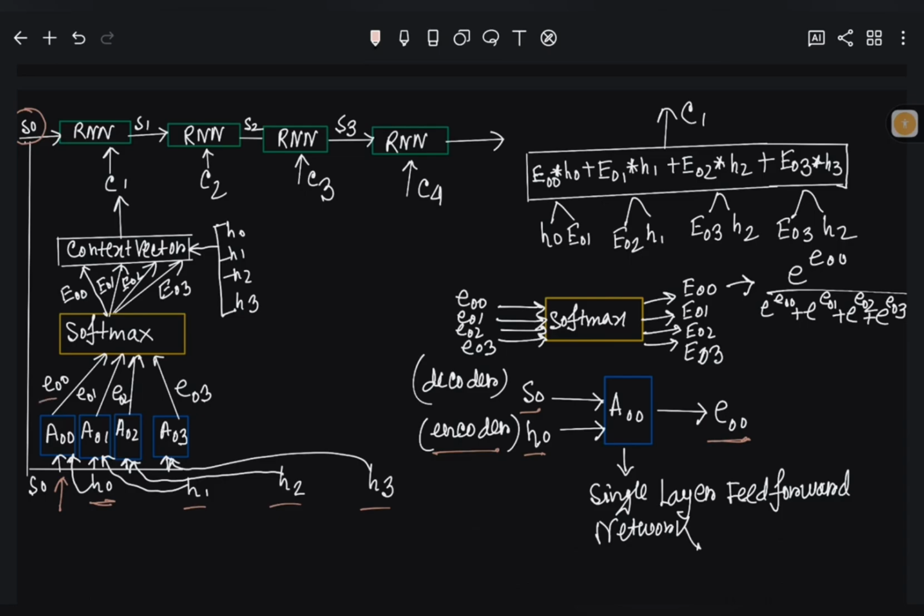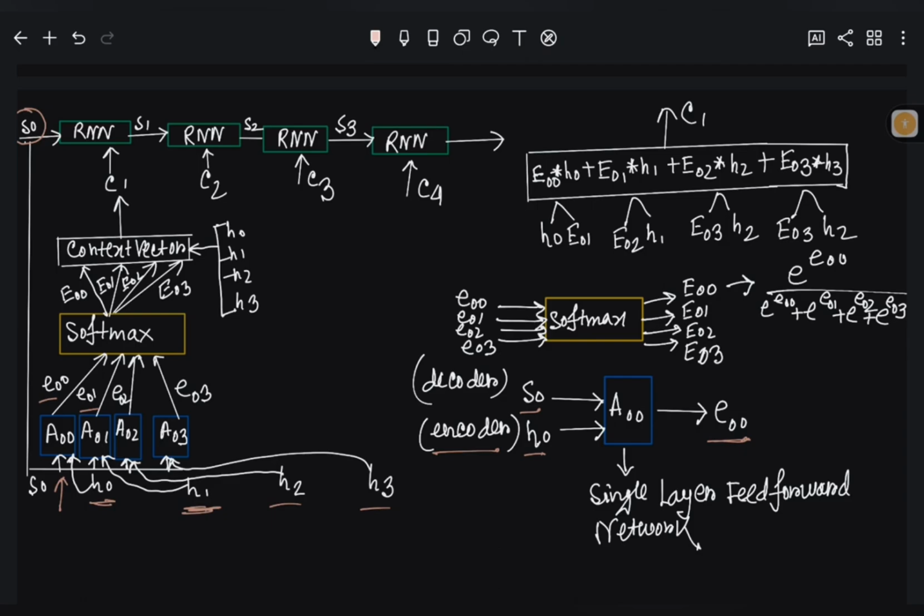Like we get e00, similarly we will get e01. While calculating e01, we will use h1 as one of the inputs. So s0 will be as it is. And then we get e02 and e03, and all these inputs, the e0s, we pass through a softmax layer. The softmax layer will normalize these values, and the sum of the outputs will be 1, right? So this is how it works.